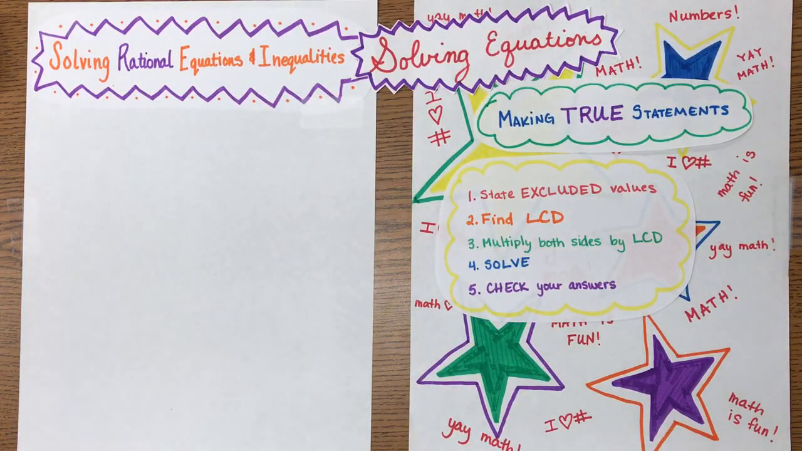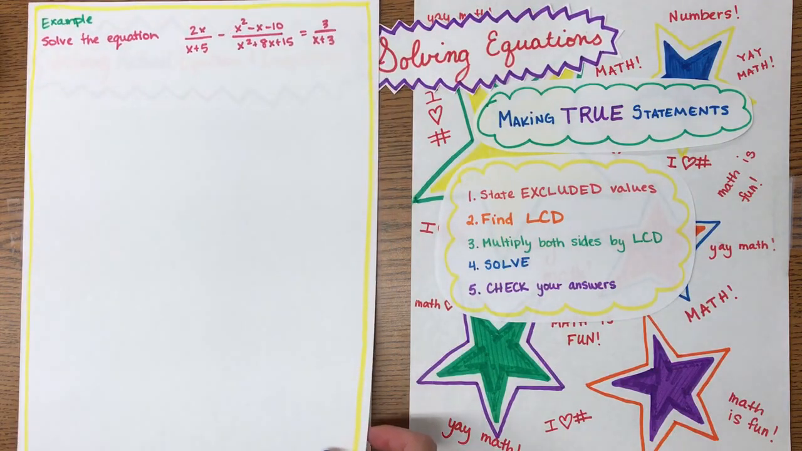Welcome back. We're continuing to look at solving rational equations and inequalities. In this video, we are looking at another example of solving equations. The equation we're solving here is 2x over x plus 5 minus x squared minus x minus 10 over x squared plus 8x plus 15 is equal to 3 over x plus 3.